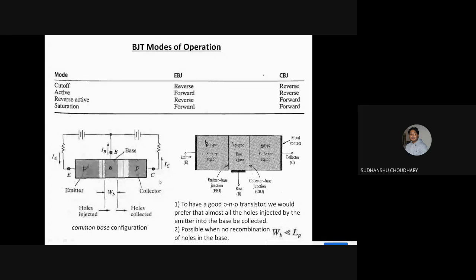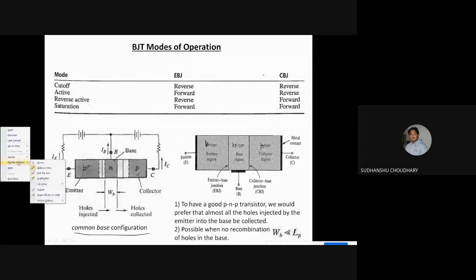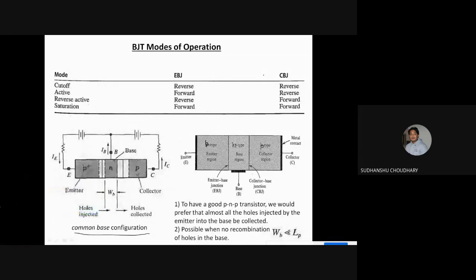So let us consider now this picture, and in fact in this picture the BJT is connected in common base configuration, where the base is common to both emitter and collector.